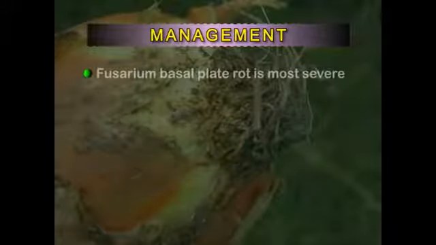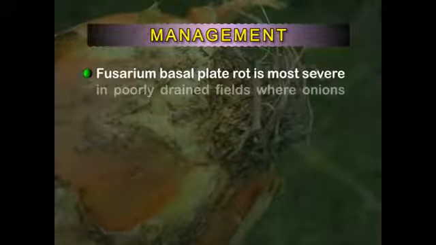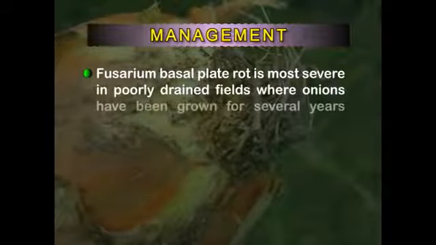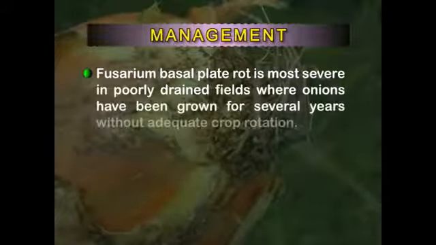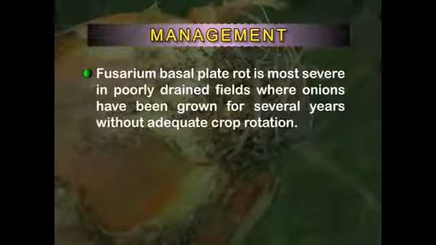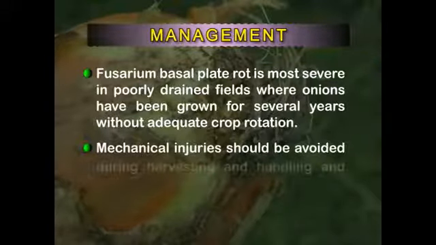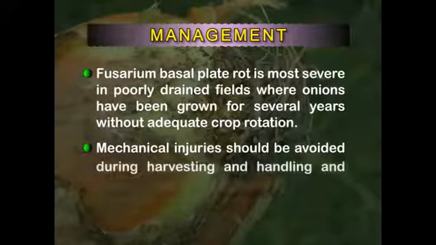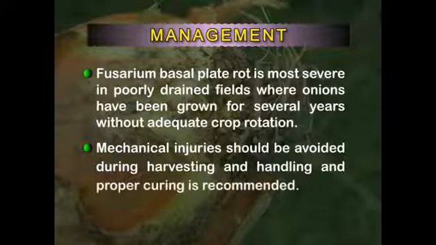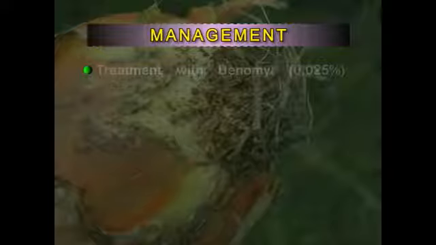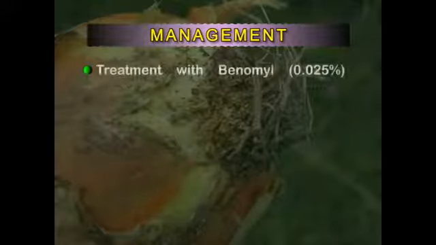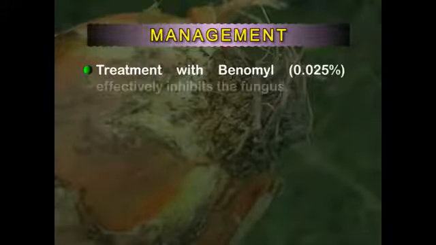Fusarium basal rot is most severe in poorly drained fields where onions have been grown for several years without adequate crop rotation. Mechanical injuries should be avoided during harvesting and handling, and proper curing is recommended. Treatment with Benomyl 0.025% effectively inhibits the fungus.